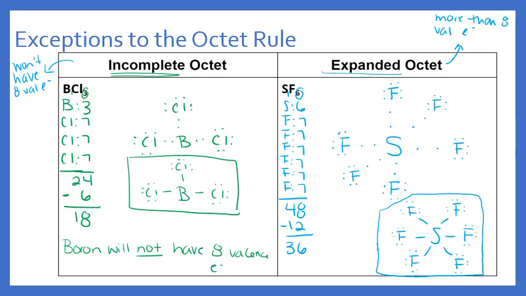Okay, and again, sulfur has 12 valence electrons instead of that 8. So we have expanded its octet. So these are the exceptions, okay, to the octet rule. Now we're going to dive on into molecular geometry, okay, and practice more Lewis dot structures. Okay, let's keep going.